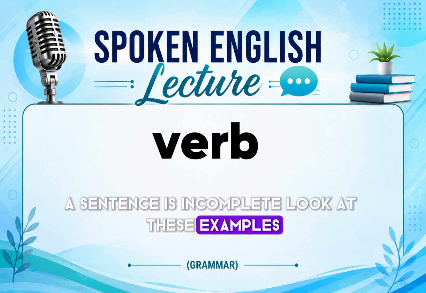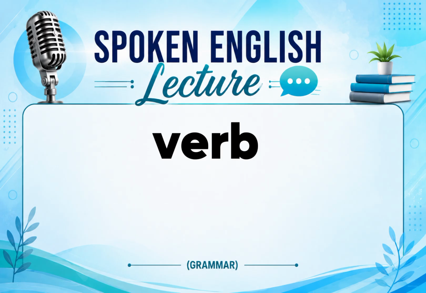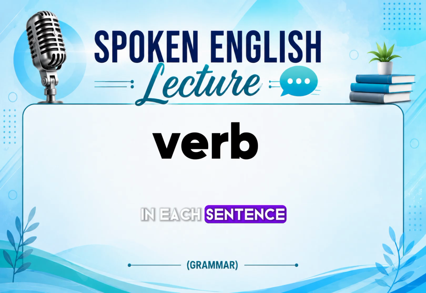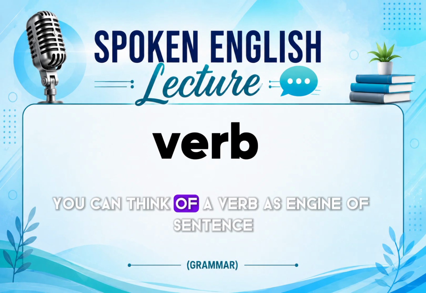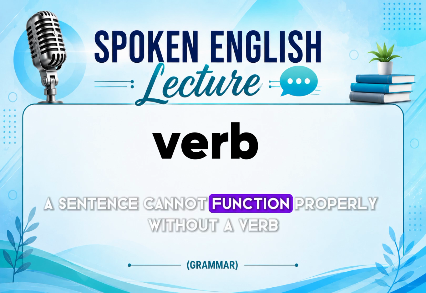Look at these examples. Sarah writes a letter. A baby cried. They are happy. The flowers bloom in spring. In each sentence, the verb gives life and meaning to the sentence. You can think of a verb as the engine of a sentence. Just as a car cannot move without an engine, a sentence cannot function properly without a verb.